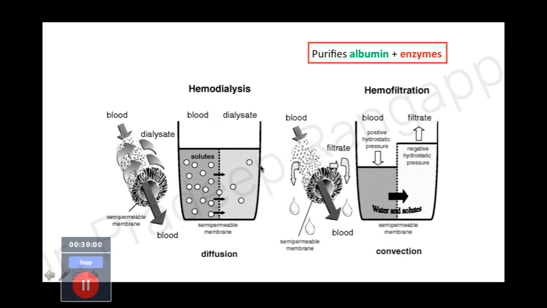Hemodialysis, if you see pictorially here, there is diffusion of solutes from one compartment to another. In hemofiltration, there is convection. What do we mean by convection? In convection, along with the solutes, there is a movement of water also. So solutes go from higher concentration to lower concentration along with the fluid in convection. In dialysis, there is only a movement of solute from higher concentration to lower concentration.